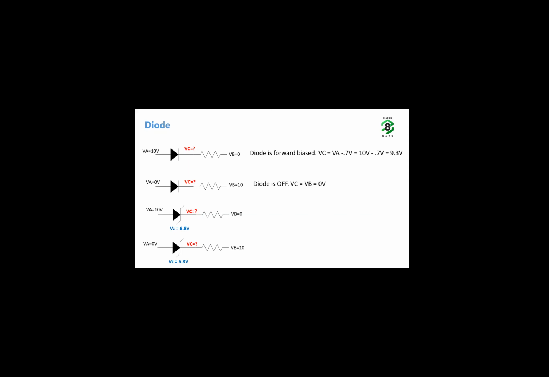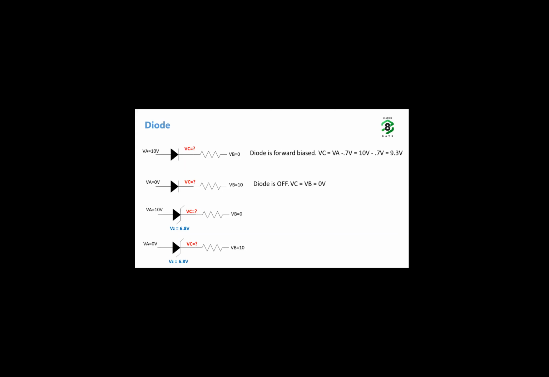Let's take the third case. The third case is very identical to the first case because it is forward biased. For the second case, if VB is at 10 volts and the diode is reverse biased, VC will be 10 volt. Yeah, you are correct, there is a typo. It is 10 volt. So this voltage will also be 10 volt.